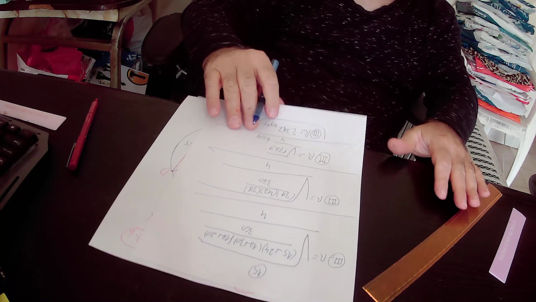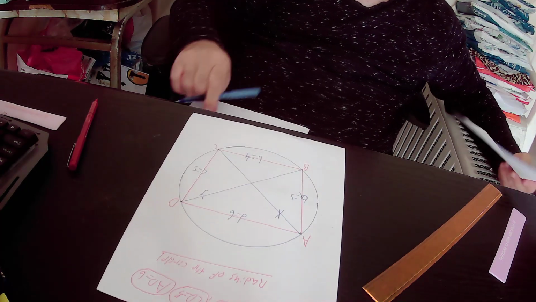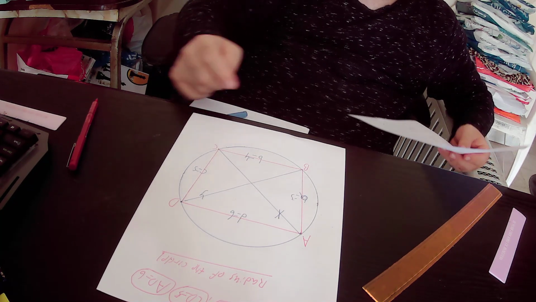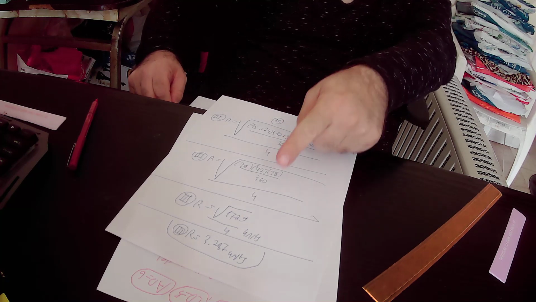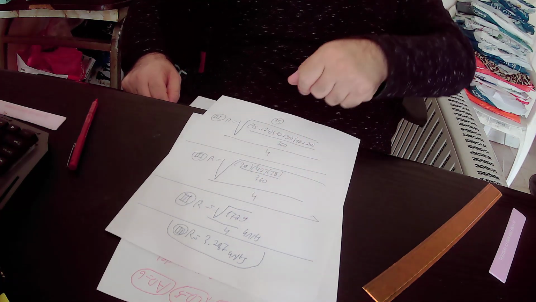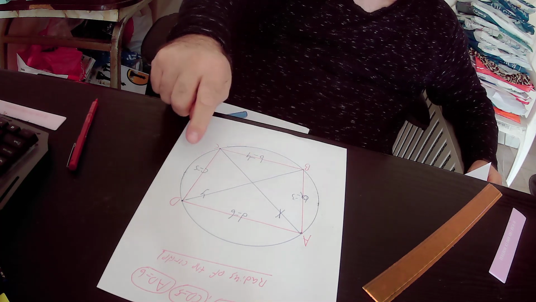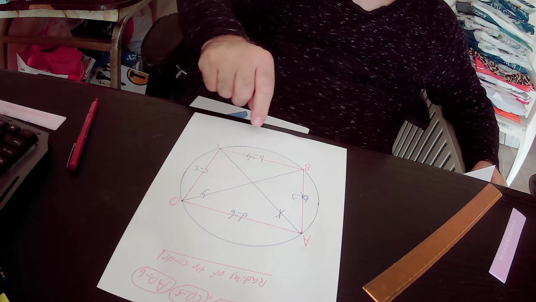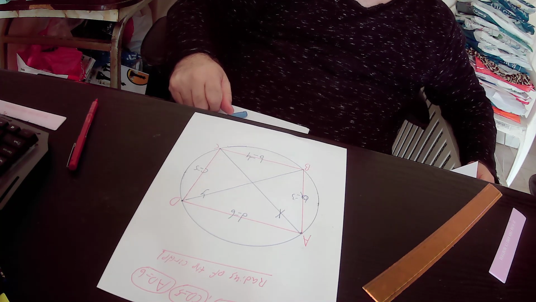I'll repeat again. The radius of this circle equals either the root of 172.9 over 4 units, or in terms of numbers, the radius of this circle equals 3.287 units. Okay? So that is the answer to the question.